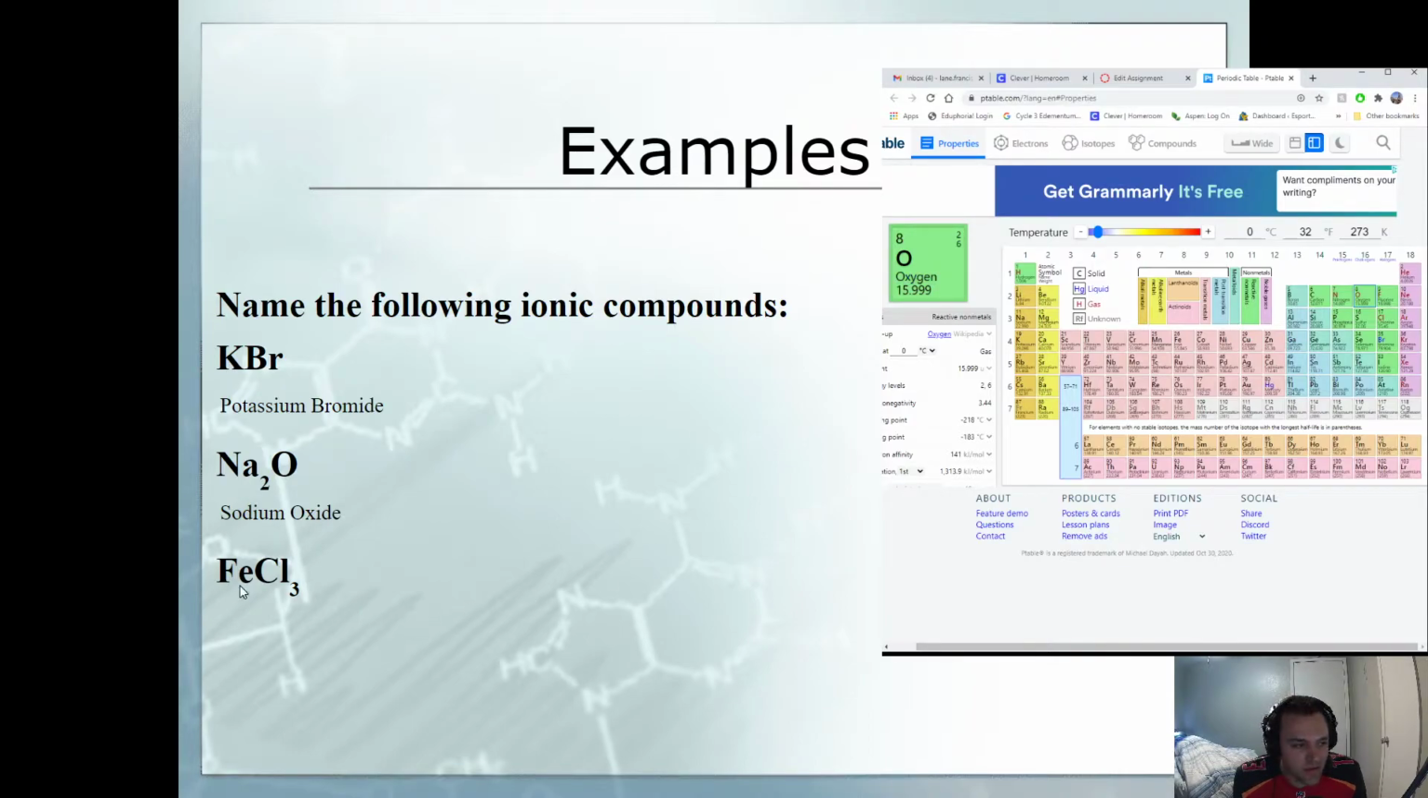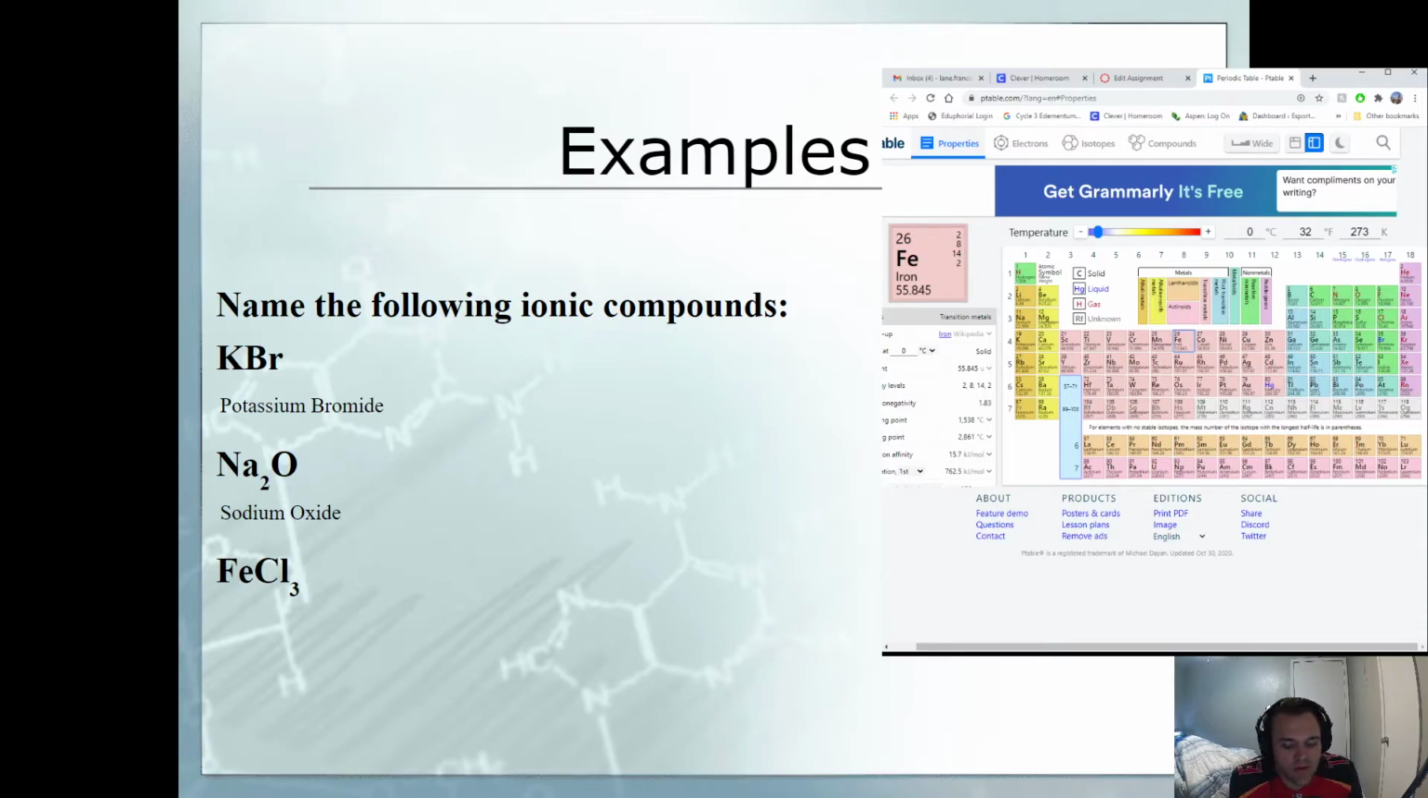All right, and then this third one, we've got iron, and so Fe, you can see is iron, and Cl is chlorine. So this would be iron chloride, but because Fe is in this middle section, it's a transition metal. So we're going to have to give it a Roman numeral to show what its charge would be.